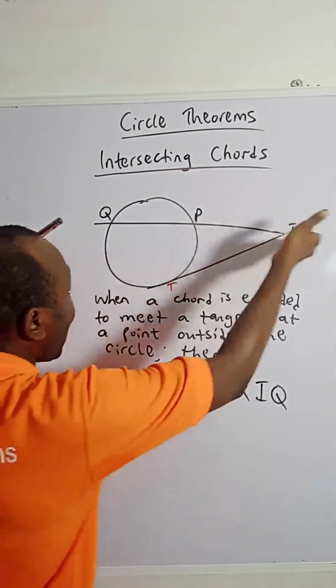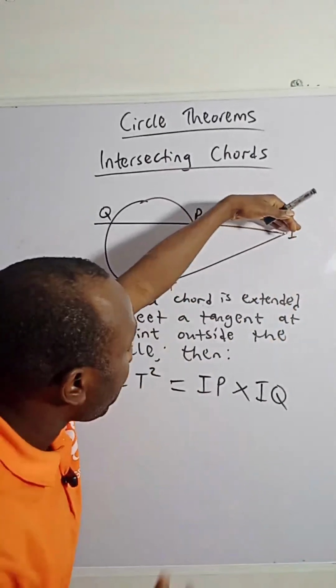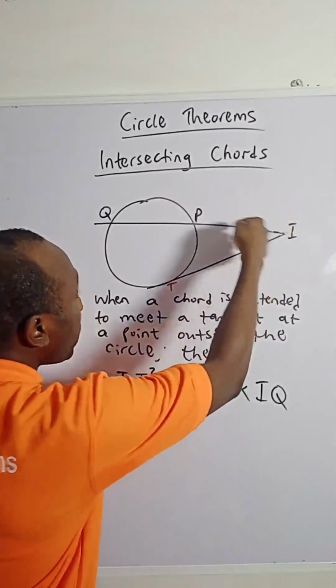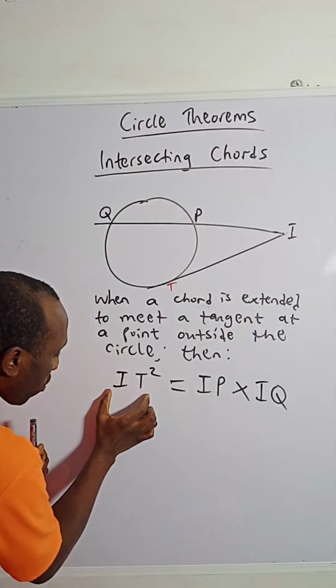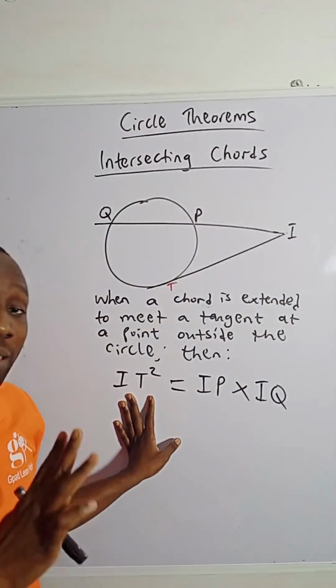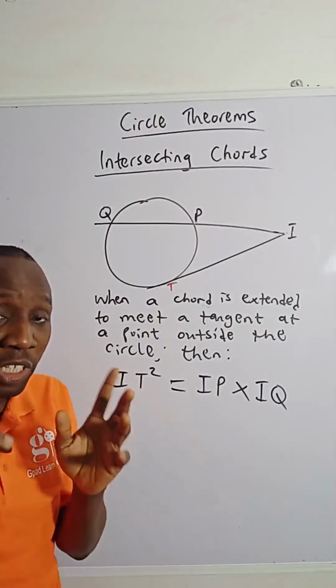If you have another secant, you repeat the same thing that we did here. IP, which is from I to P, times IQ. But for the tangent, all you have to do is just square it as we have done. And that is all. So we have talked about three cases.